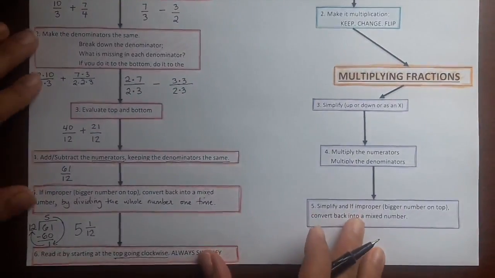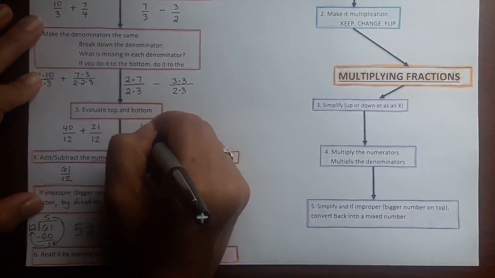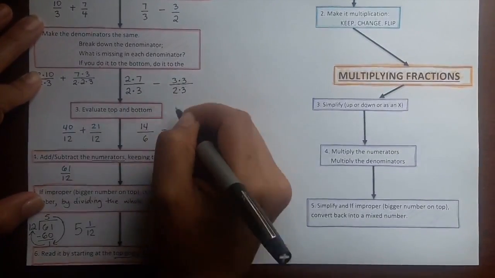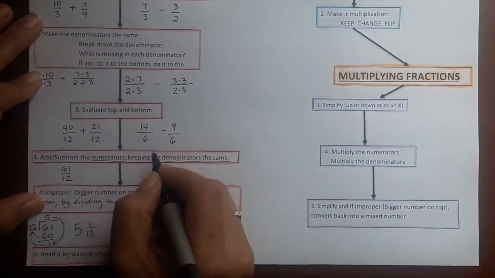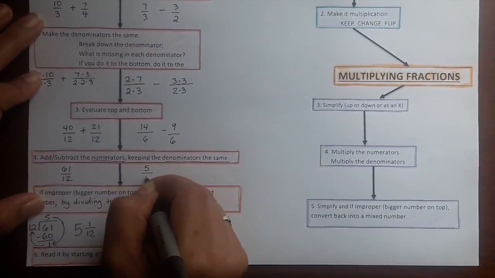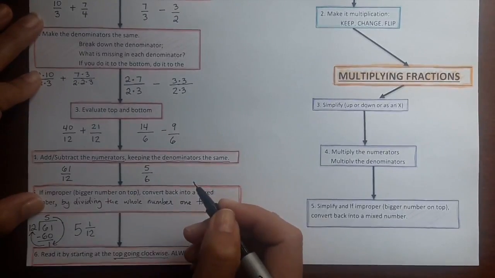Evaluate it. So 2 times 7, that's going to give 14. 2 times 3, that's 6. Minus 3 times 3, that's 9 over 6. Once you have that, add or subtract the numerators. So 14 minus 9 is 5 over 6.